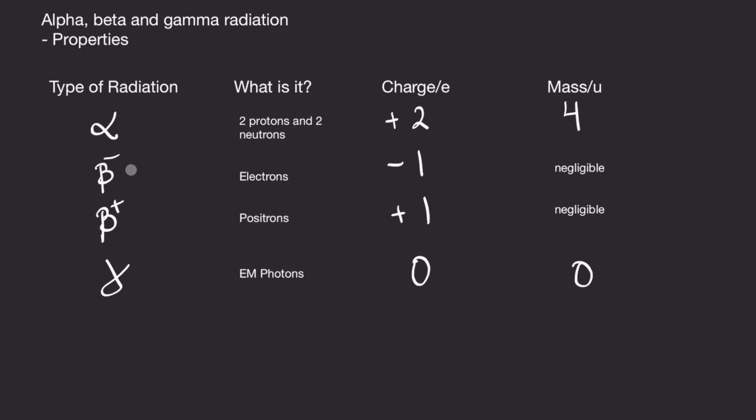A beta minus particle is simply an electron. It has a relative charge of -1, and very often its mass is negligible in some of our calculations. A beta plus is a positron, which has a charge of +1 and also exactly the same negligible mass because it's the antiparticle of the electron. Finally, we have gamma radiation, which is just high energy electromagnetic photons. It has a charge and a mass of 0.